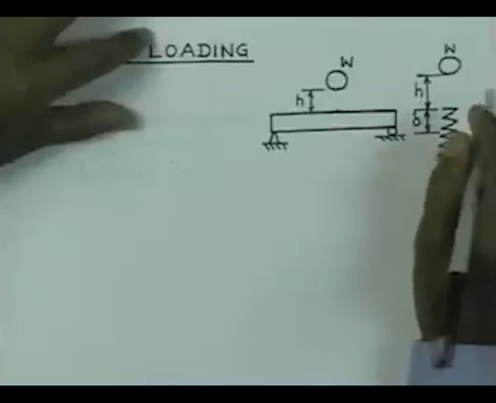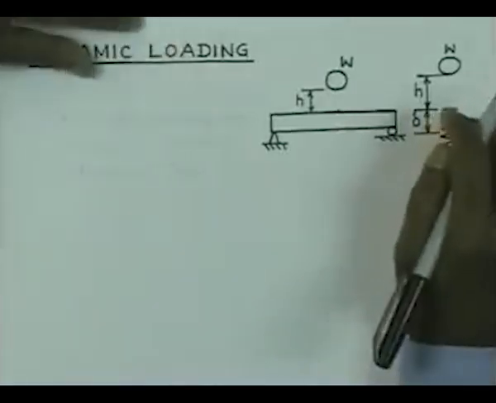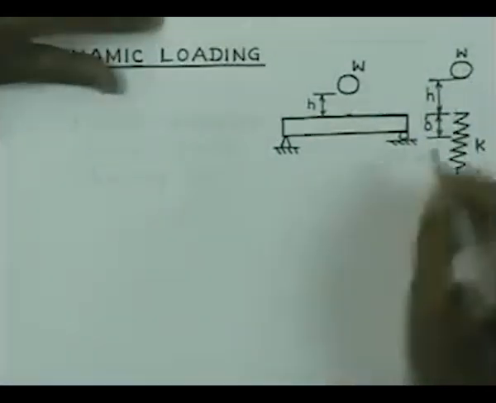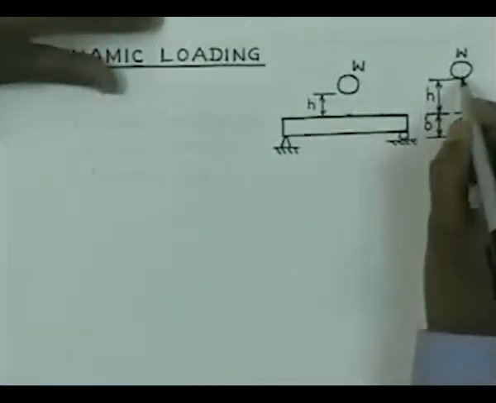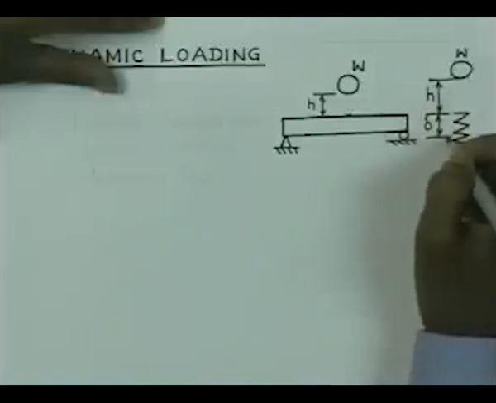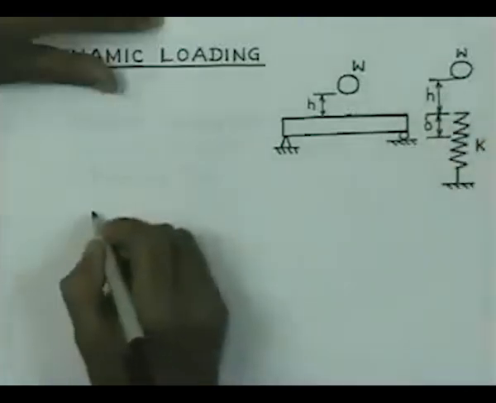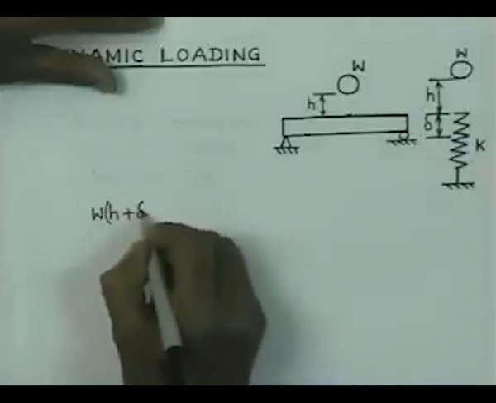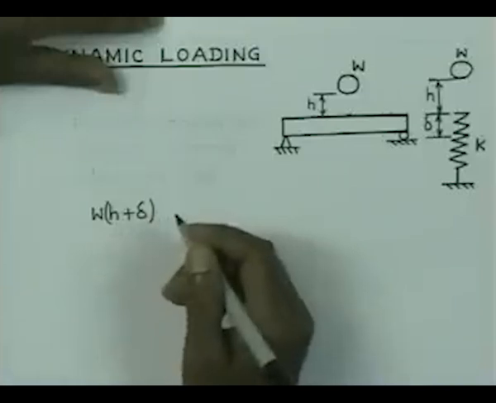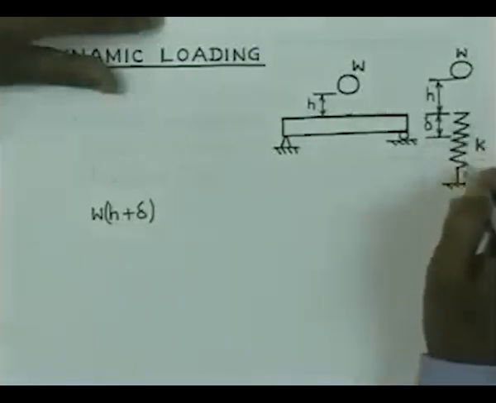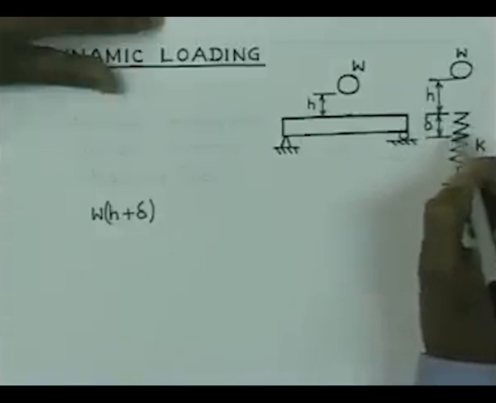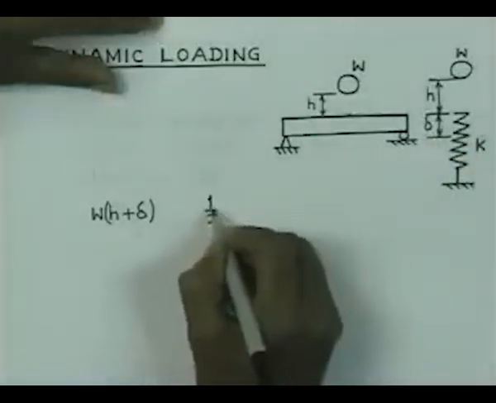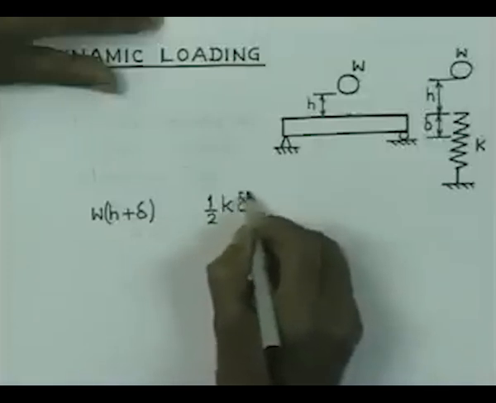So, we would like to calculate this delta which has resulted from the drop of this weight from the height h. The weight has dropped by h plus delta, so it has lost potential energy equal to W into (h plus delta), and this work done has gone into deforming the spring by an amount equal to delta. The energy stored in the spring after it has deformed by delta is half k delta square.